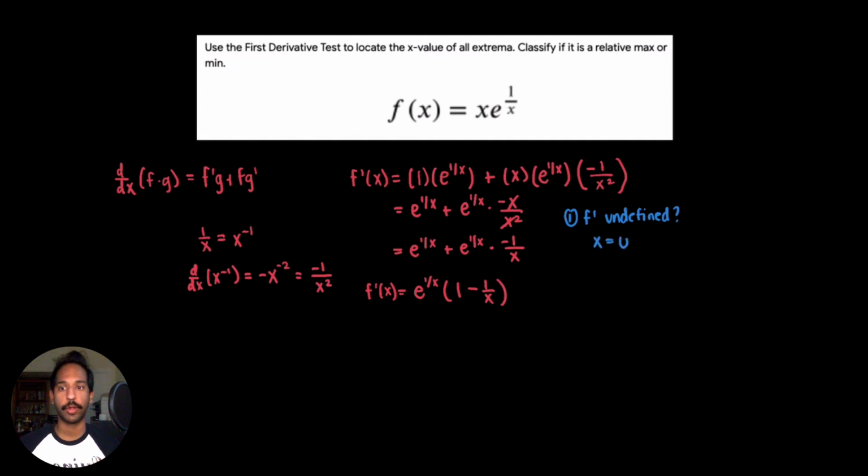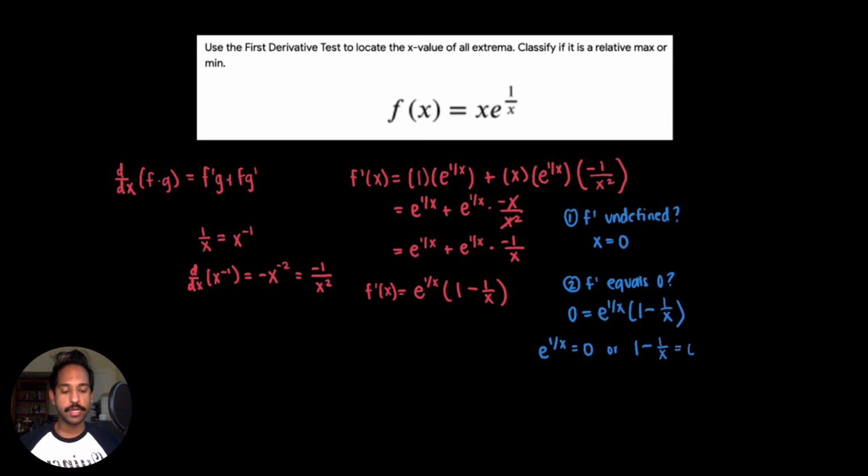That's going to be some critical point. Might be a maximum, might be a minimum, might be something. Who knows? The second time is when f prime equals 0. Where might that happen? Well, let's try to do it. 0 equals e to the power of 1 over x times 1 minus 1 over x. Now, in this case, we're going to use the zero product property, which means one of these two things will equal 0. So e to the power of 1 over x equals 0, or 1 minus 1 over x equals 0.